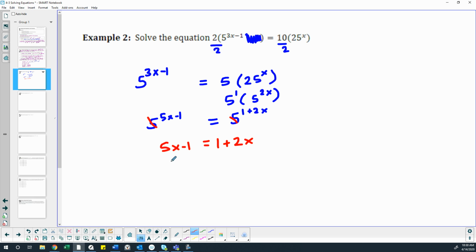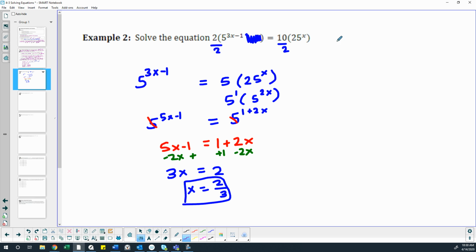We're going to get our x's together, so subtract our 2x over here, which gives us 3x, and add our 1 to both sides here, which gives us 2. And then divide both sides by 3, and voila, we have an answer for x.